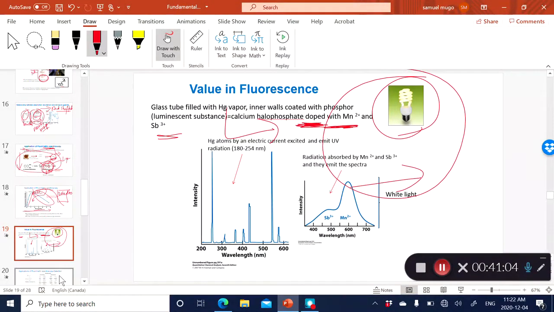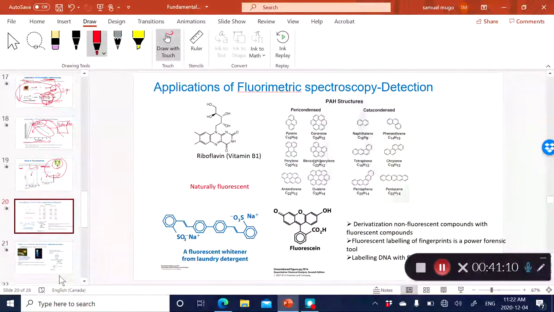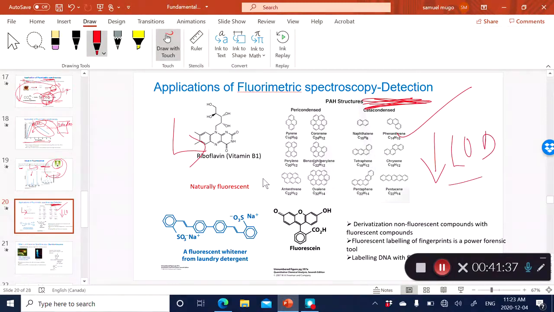So you can see fluorescence, other than detection, is also used for many other types of applications. Again, you can use fluorescence for detection of many natural compounds out there, like the PAHs, polyaromatic hydrocarbons, which come from fossil fuels. You also have natural products such as vitamins, such as riboflavin, which is naturally fluorescent, and so on. So it's a very important technique for detection with a very low limit of detection.